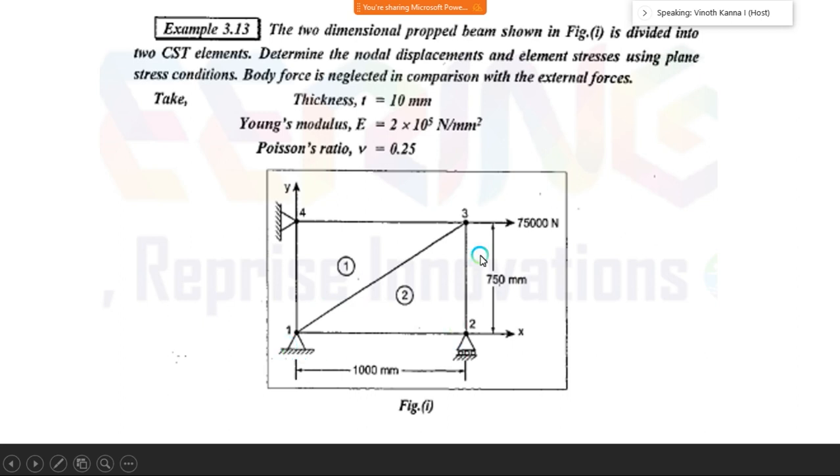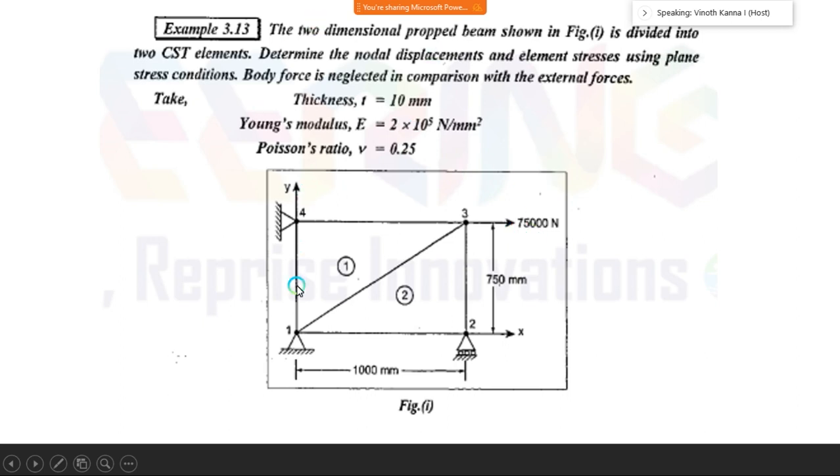So here we have 1, 2, 3, 4 nodes, and 1 and 2 elements. What you need to find out, as figure 1, is to determine the nodal displacements. So you need to find u1, u2, u3, u4 and v1, v2, v3, v4. They are also asking for the stresses, sigma, so you have to find that out. Body force is neglected, so you need to neglect the body force other than the force they are giving. They are giving the thickness, Young's modulus, and Poisson ratio. So these are all the data.